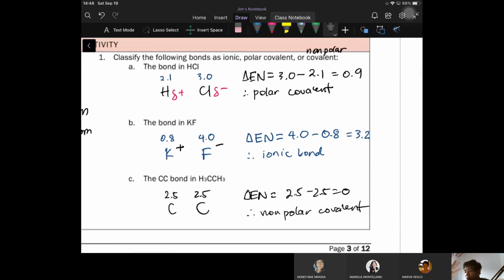Okay? So, yan yung tatlong uri ng bonds natin. Depending on the electronegativity difference, you can have different types of bond. Non-polar covalent, kapag mababa lang yung difference nila, meaning walang charges. Pag medyo malaki yung difference, nagiging polar covalent na siya. So, you will have the partial charges. But if the electronegativity difference is so big, masyado nang malaki yung difference, you will have ionic bonds. There's a complete transfer of electrons.